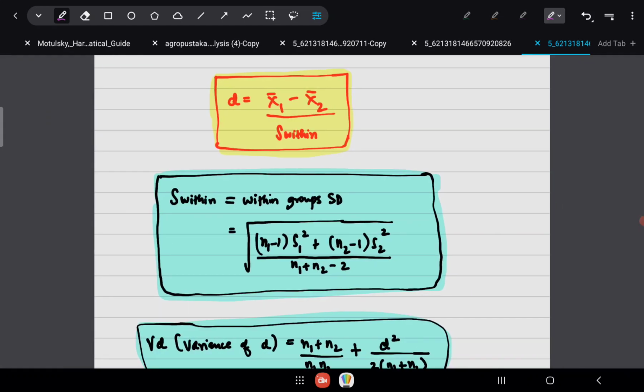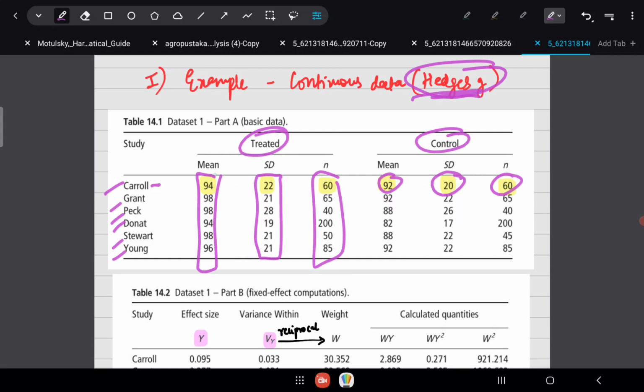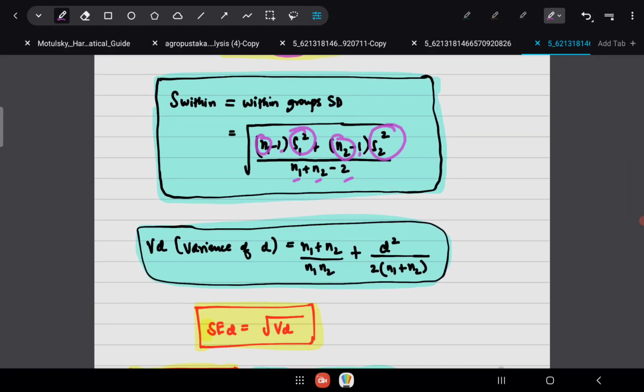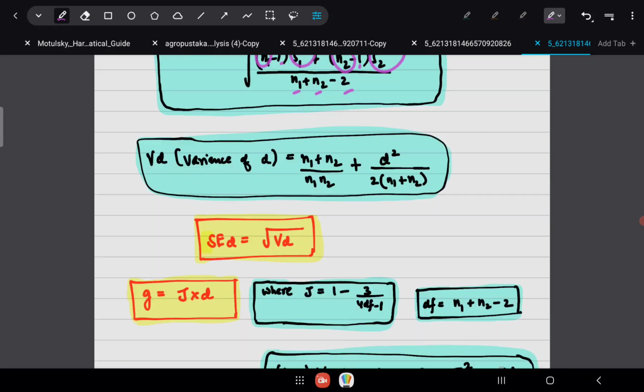So we know the formula for Hedges G. We will have to use mean of group 1 minus mean of group 2 divided by SD within, and SD within will be sample size of treated group minus 1 multiplied by standard deviation of treated group square plus sample size of control group minus 1 multiplied by standard deviation of control group square, divided by n1 plus n2 minus 2. So you have all the values with you. This will be the x1, this will be the x2, this will be s1, this will be s2, this will be n1, and this will be n2. So you can calculate, and similarly you can calculate the variance also and the standard error.